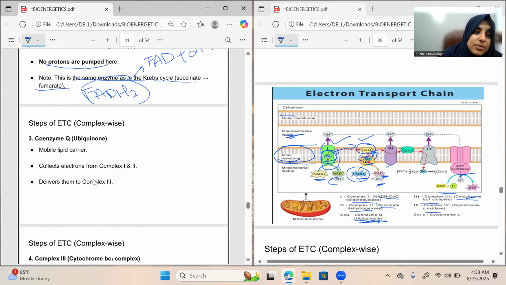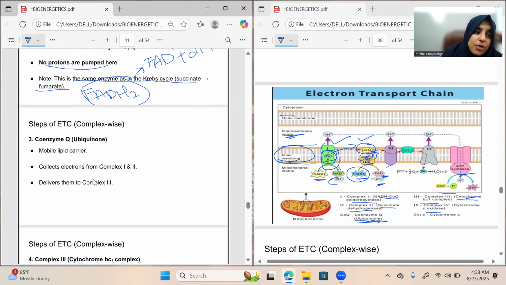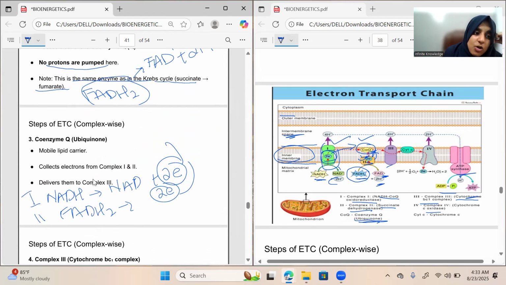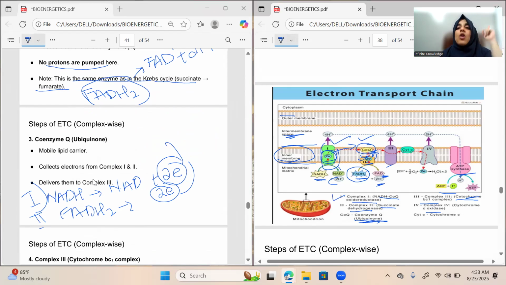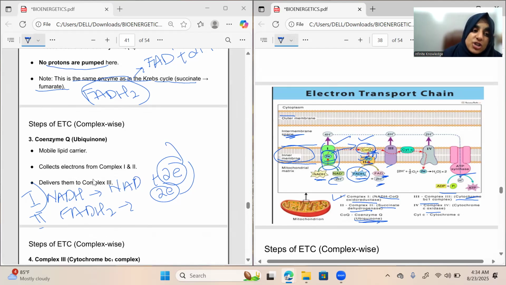So now this coenzyme Q has got 2 electrons from complex 1, from the conversion of NADH to NAD plus. In the same way it got 2 electrons from FADH2. So it has a total of four electrons. It collected these from complex 1 and complex 2. The first complex is the NADH coenzyme Q oxidoreductase complex, as written over here. And complex 2 is directly linked to the Krebs cycle, and it is known as the succinate dehydrogenase complex.